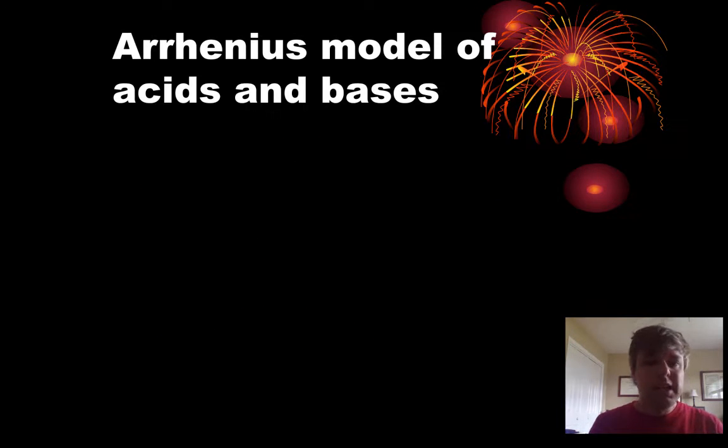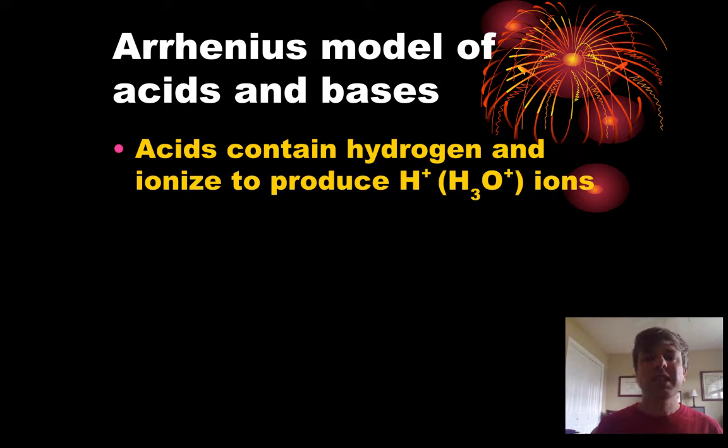What we're going to look at to wrap up this little lesson for today is what's called the Arrhenius model of acids and bases. This was developed by the Swedish scientist Svante Arrhenius. What he said is that acids contain hydrogen and they ionize. In other words, you put them in water and they break apart to form H+ or H3O+.